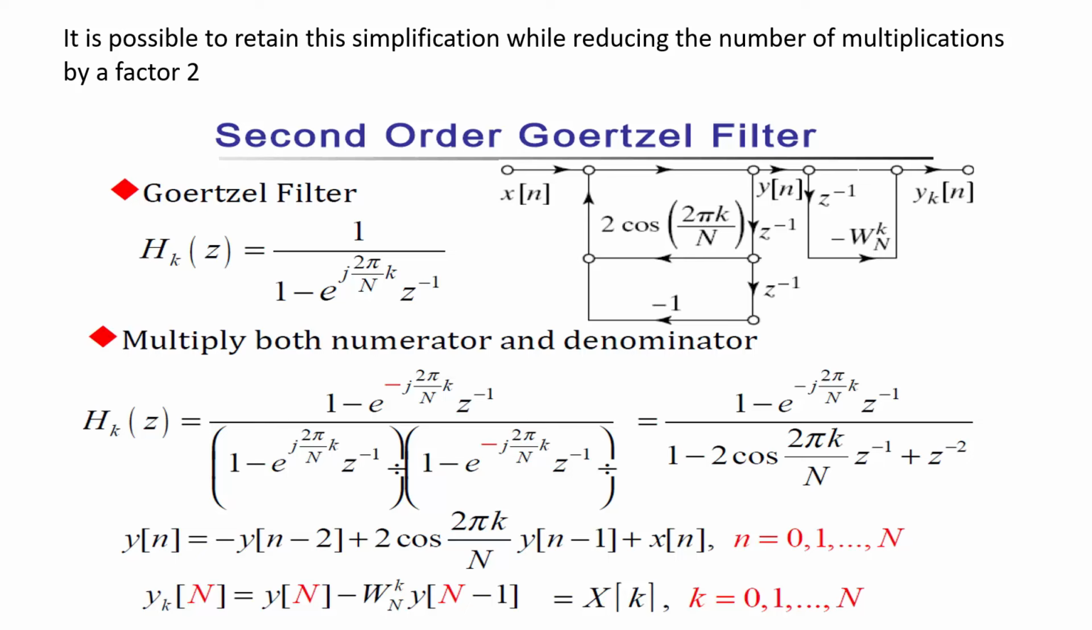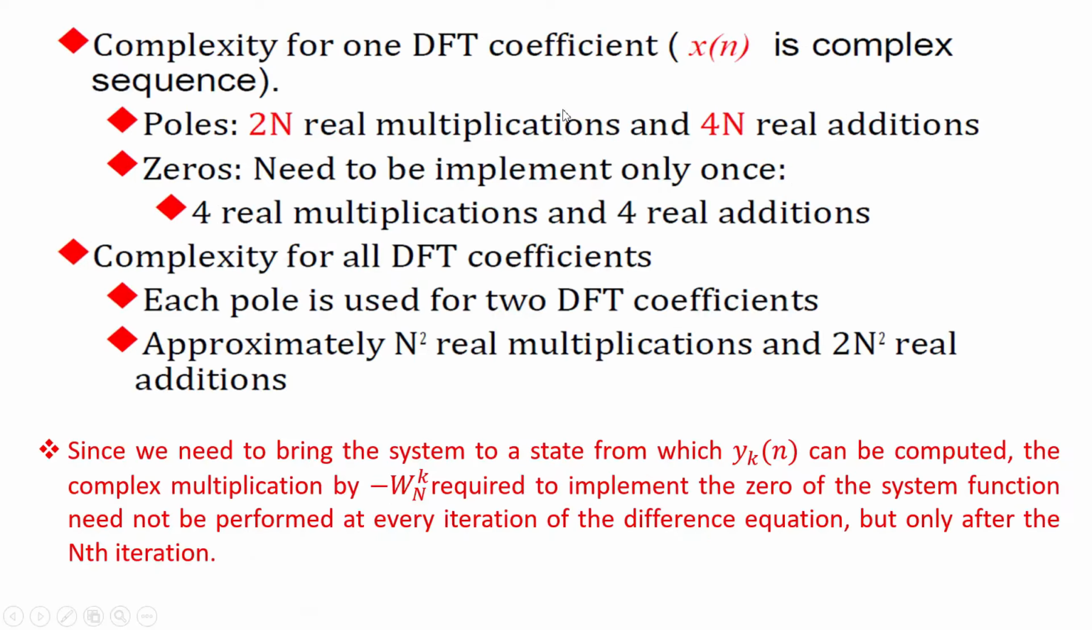the first order filter. When small n is put equal to capital N, we can substitute the values of k and obtain capital X 0, 1, 2, 3 up to capital N. Now the complexity for one DFT coefficient in this case: if x n is a complex sequence, then for the poles 2N real multiplications and 4N real additions are required. The zeros need to be implemented only once, because we need to bring the system to a state from which y k can be computed. The complex multiplication by this coefficient required to implement the zero of the system need not be performed at every iteration of the difference equation, but only after the capital Nth iteration.